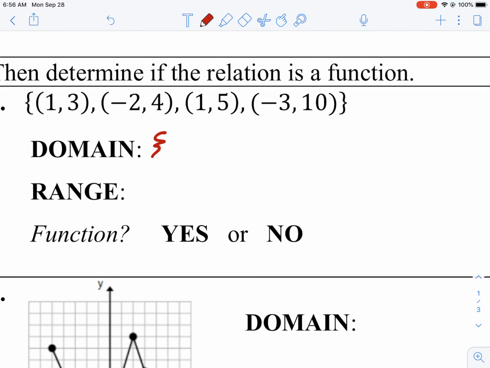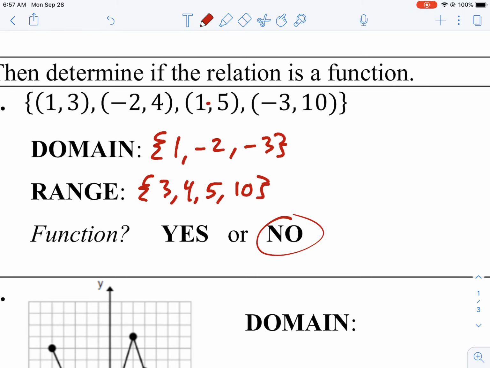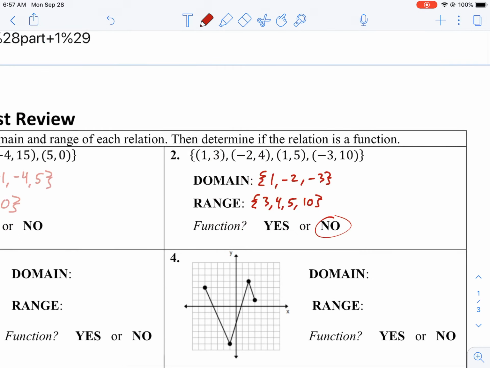Number 2, same thing. We've got 1, -2. We don't need to put 1 twice. -3. Range 3, 4, 5, 10. Is this a function? No, because 1 has an output of 3 and 5. So 1 has 2 different outputs, which means this is not a function.